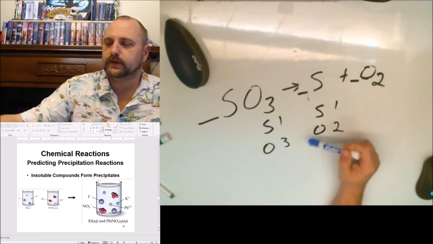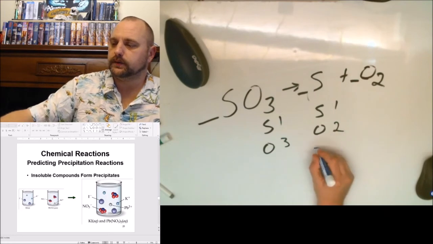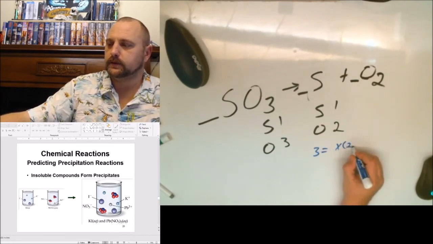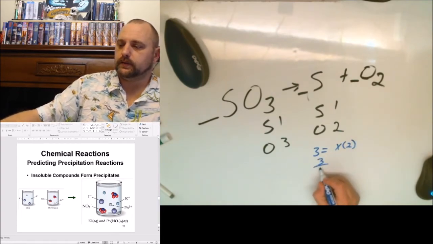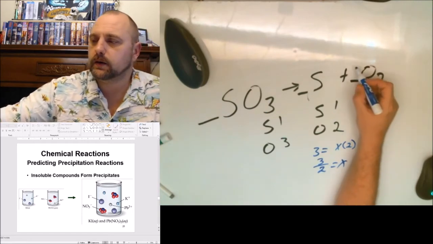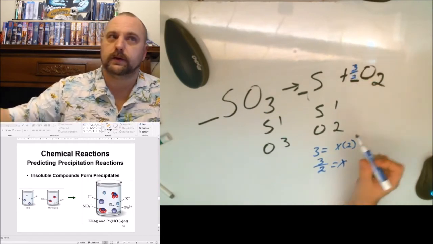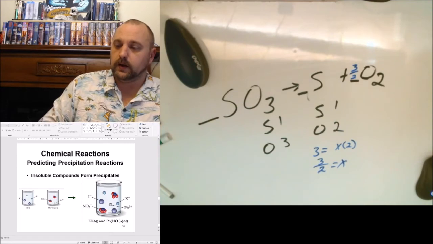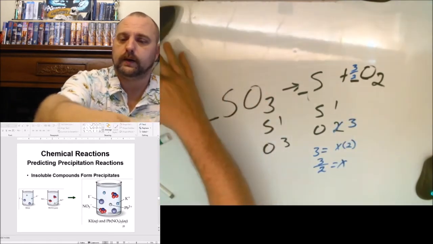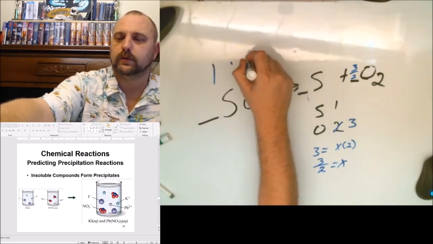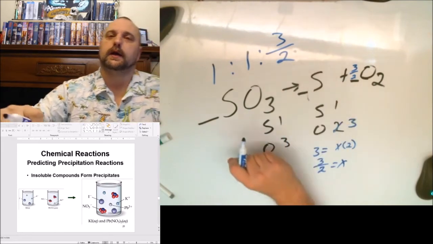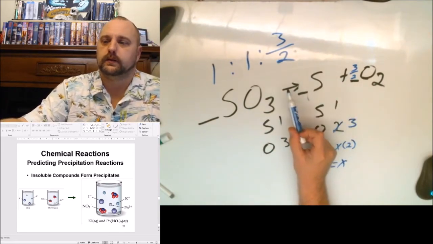So when I multiply it by 2, I'll get 3. In other words, 3 is equal to some number times 2. So 3/2 is what that some number is. I'm going to put my 3/2 in here, and that gives me the ratio. Now this ratio is 1 to 1 to 3/2. You cannot finish with fractions.